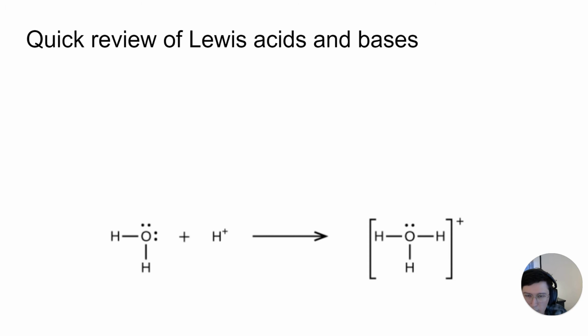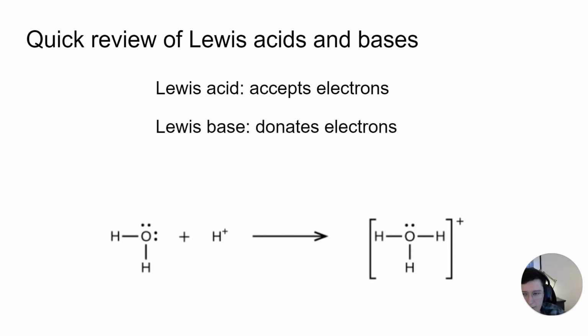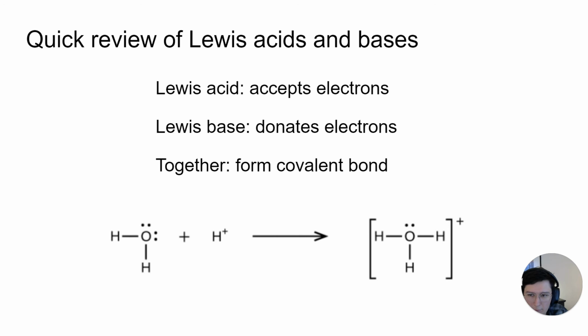All right, before we leap into ion complexation, the last learning objective, let's do a quick review of Lewis acids and bases. So a Lewis acid is something that accepts electrons. A Lewis base donates them, and then when one donates and one accepts, they form a covalent bond.